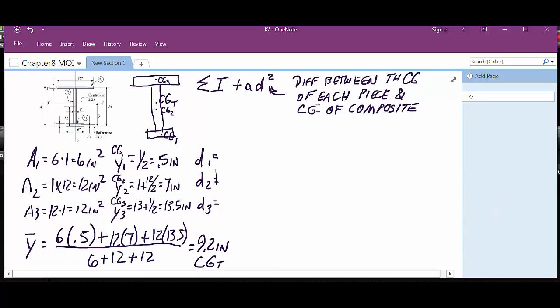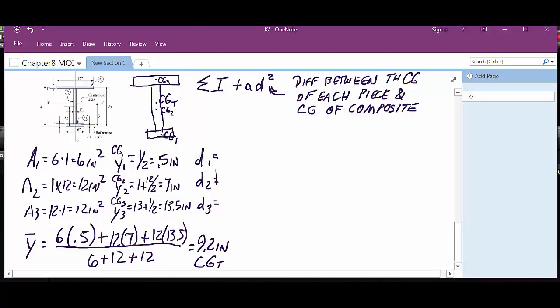To me, since it's top heavy, if you will, since it's longer up here on top than it is on the bottom, that told me it was top heavy. So instinctively I knew that the center of gravity had to be above the center line of that 14 inches. So now I want to find the difference between the center of gravity of this total and the center of gravity of each of these pieces.